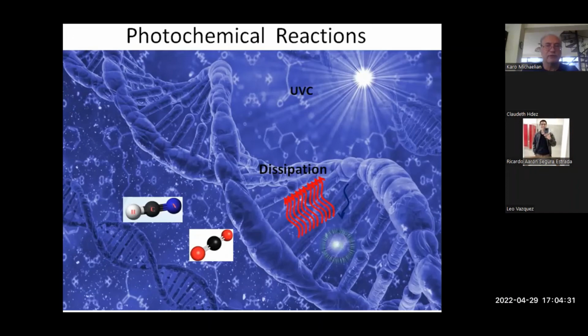Today we're going to talk about photochemical reactions. These were very important at the origin of life because in fact the UVC light, which was arriving at Earth's surface at the beginning of the Archean when there was no oxygen, and therefore no ozone. So this UVC light could have arrived at the surface of Earth.